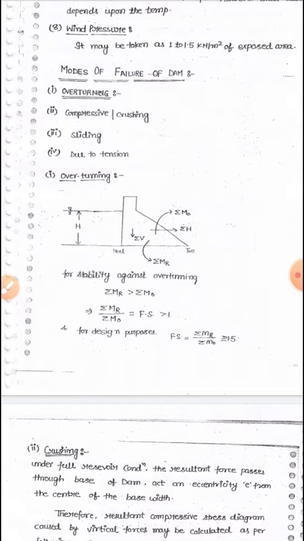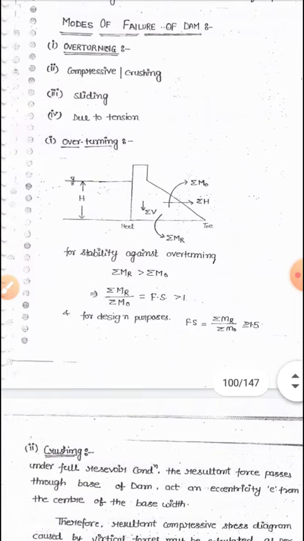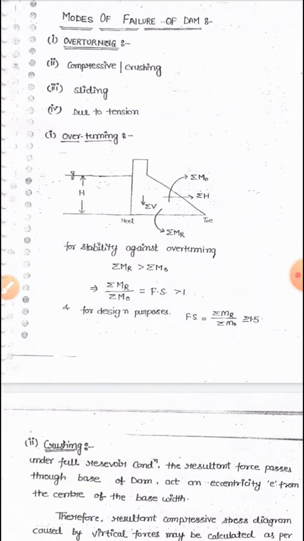As you can see in the figure, there are two types of forces acting on the gravity dam: horizontal forces and vertical forces, and the resultant of both is sigma R. If the resultant force cuts the base within the body of the dam, it cannot be rotated or overturned about the toe. If the resultant force does not cut the base or lies outside of the dam, it will be overturned about the toe.